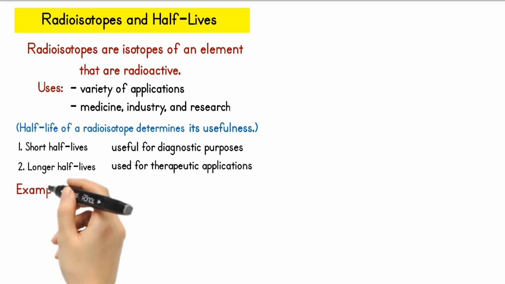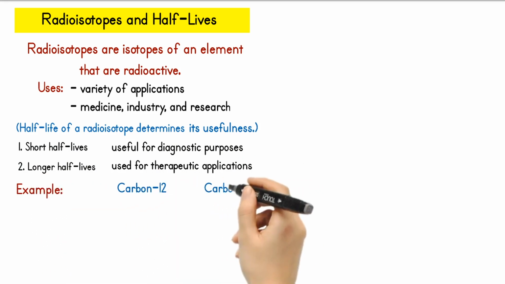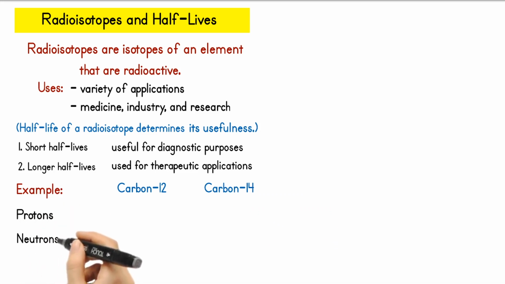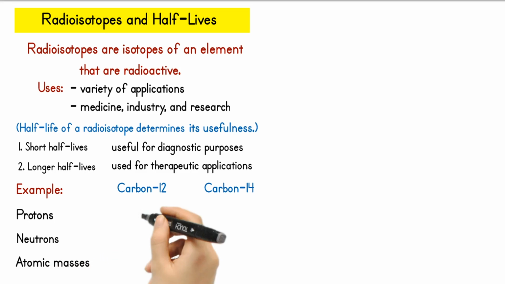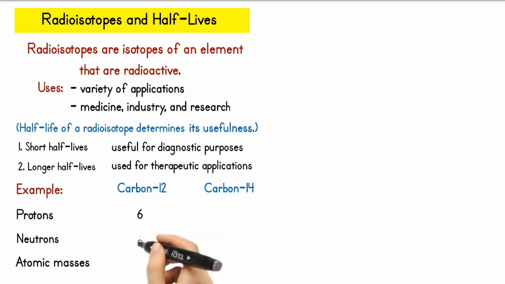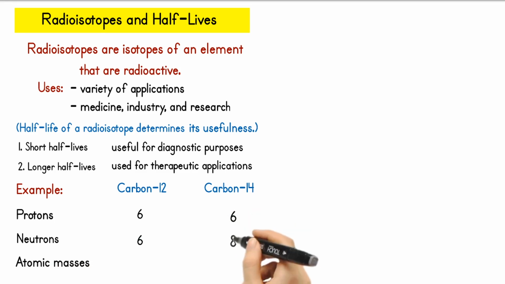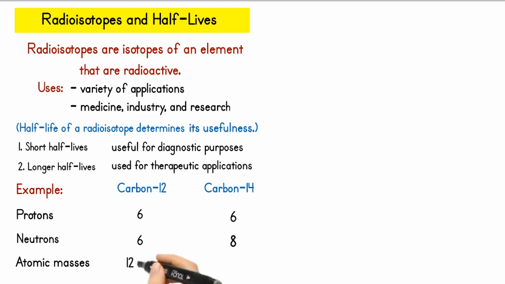An example of isotopes of each other is carbon-12 and carbon-14. The difference between these isotopes is in the number of neutrons present in their nuclei. Carbon-12 has 6 protons and 6 neutrons in its nucleus, while carbon-14 has 6 protons and 8 neutrons in its nucleus. This difference in the number of neutrons results in different atomic masses for the isotopes. Carbon-12 has a mass of 12 atomic mass units, AMU, while carbon-14 has a mass of 14 AMU.